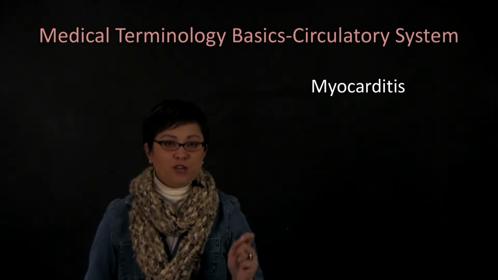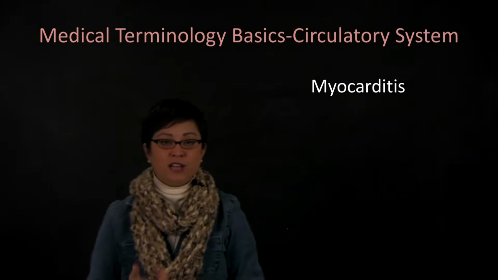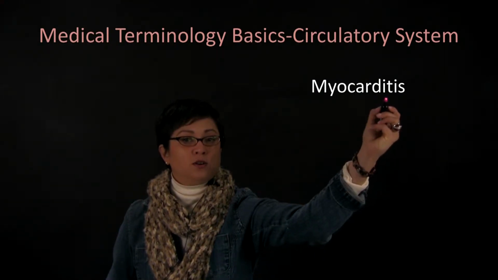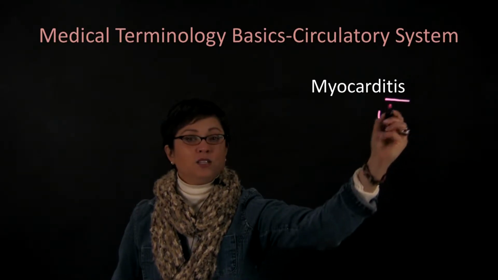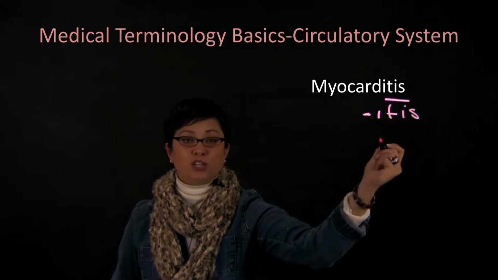I'm going to start by introducing why we have parts to a term. In this case, we have a suffix, which is at the end of the term, and in this case, it's -itis. We've got to make sure we have a dash there so it indicates a suffix, and it means inflammation.